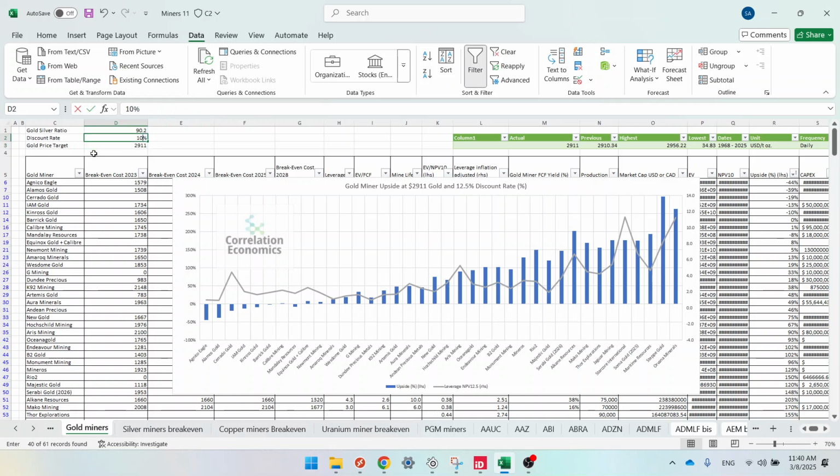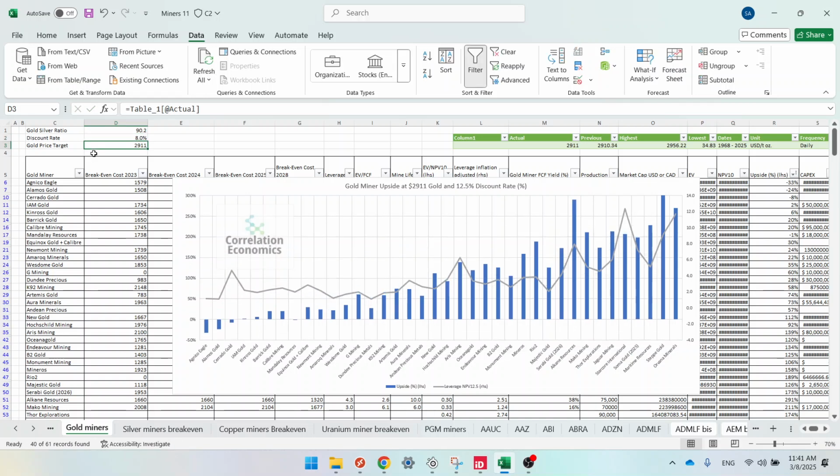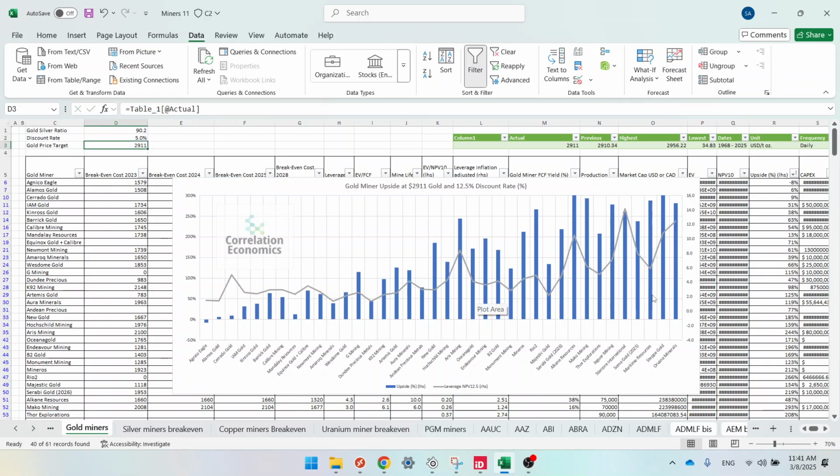Yeah, it changes a bit. At 8%, you can see that the leverage is 7 times leverage now. So the leverage does change. Go to a 5% discount rate, then the leverage is almost 8. So it does change. Okay.